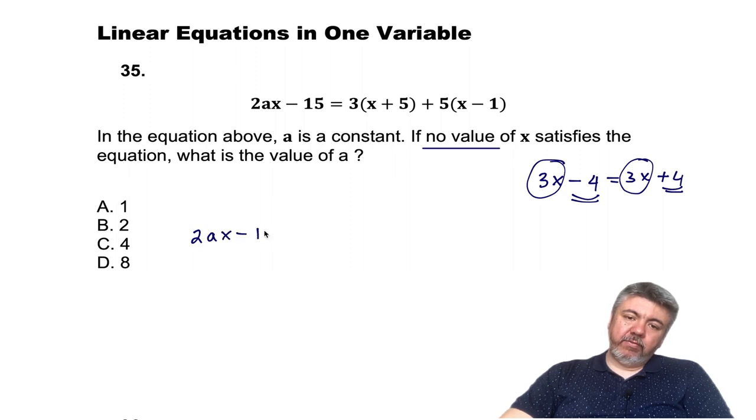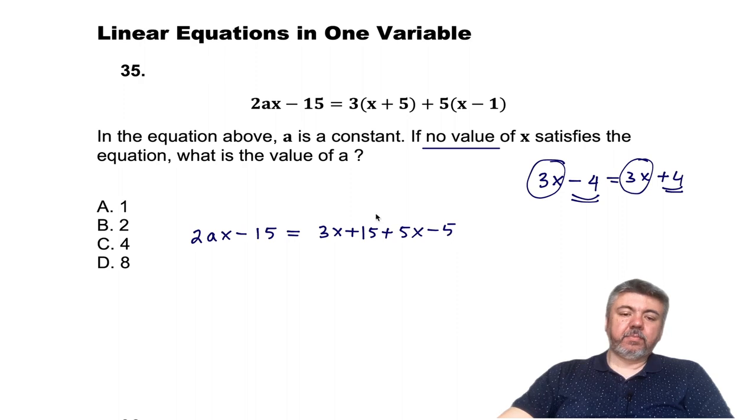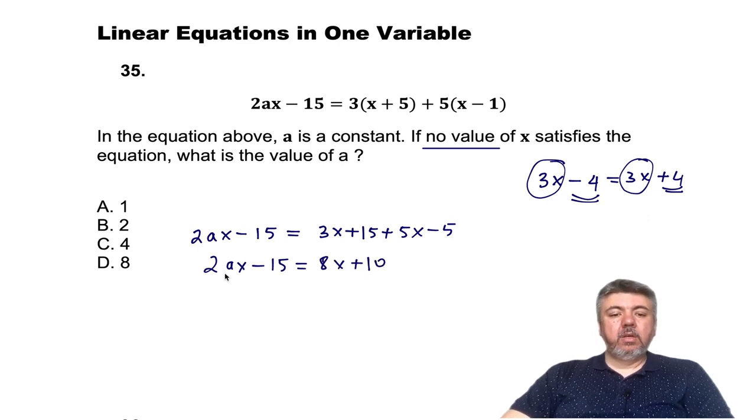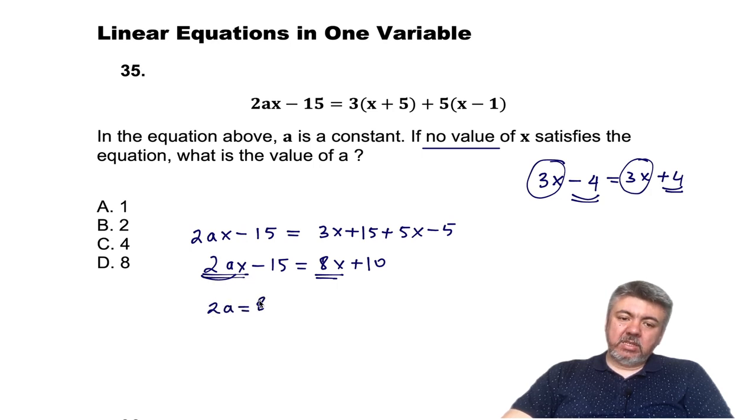2ax minus 15 equals 3x plus 15 plus 5x minus 5. 2ax minus 15 will be 8x plus 10. So, when no value of x satisfies this, x's should have the same coefficient. So, 2a is 8, a is 4.